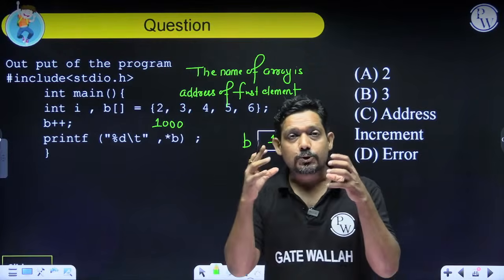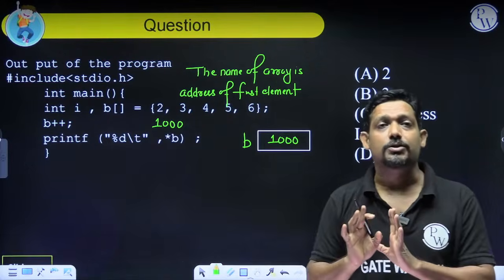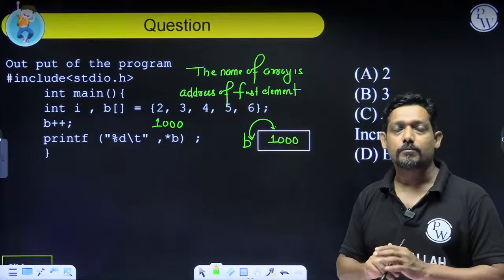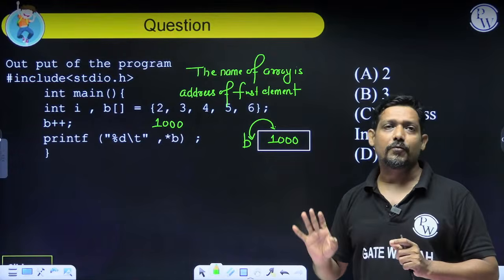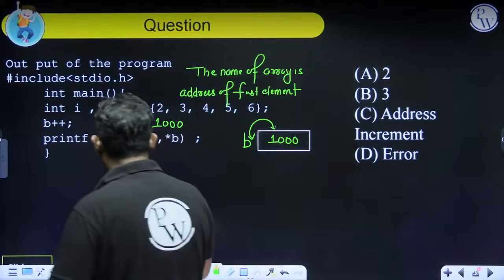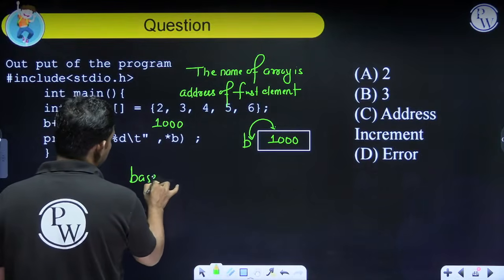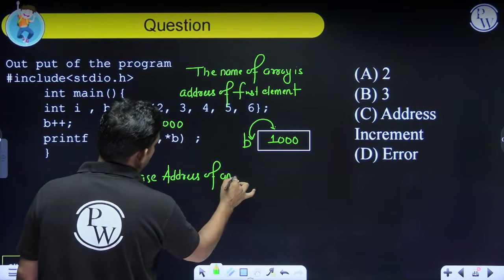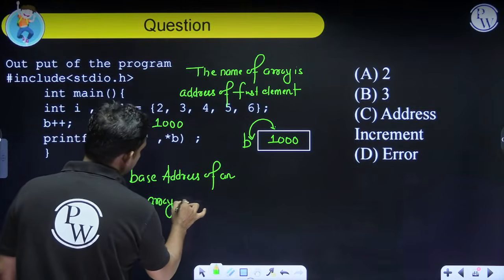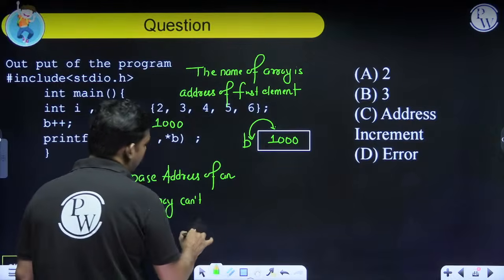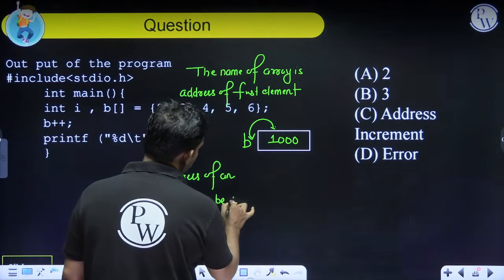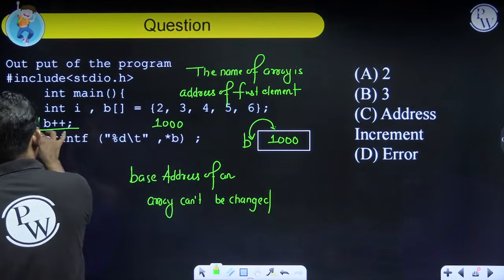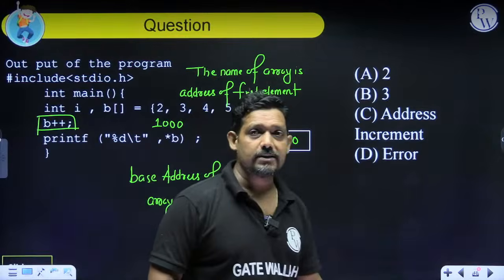This association is a constant association, meaning the value associated with B is a constant value. Meaning, the base address of an array cannot be changed. You cannot update this value. You cannot say B plus plus, because if you say B plus plus, you are updating it.